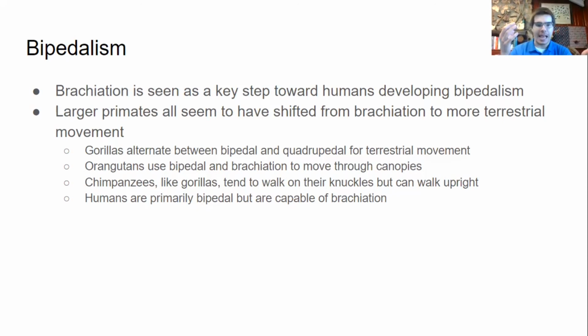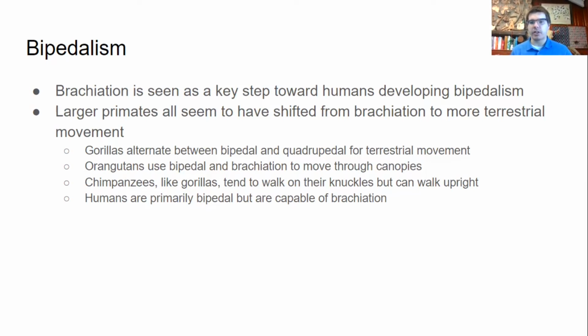So large great apes like gorillas are terrestrial, they live on the ground, and they alternate between bipedal and quadrupedal movement. So great apes are kind of sort of there, like gorillas. They sometimes can be bipedal, but they often use their knuckles for walking around as quadrupeds.